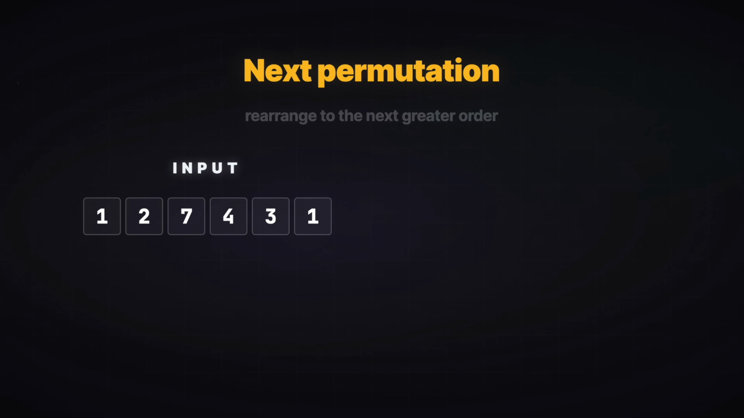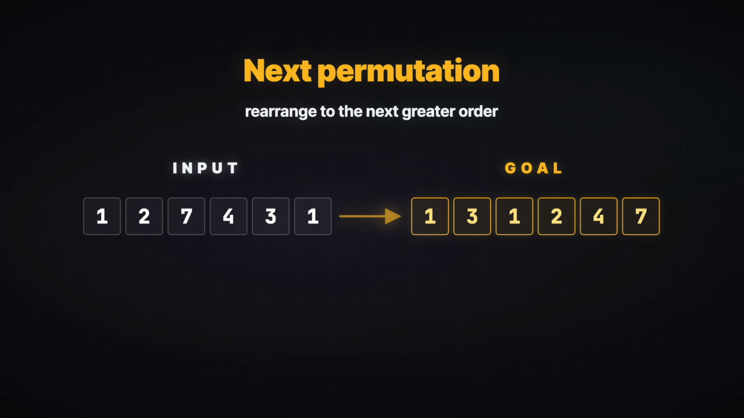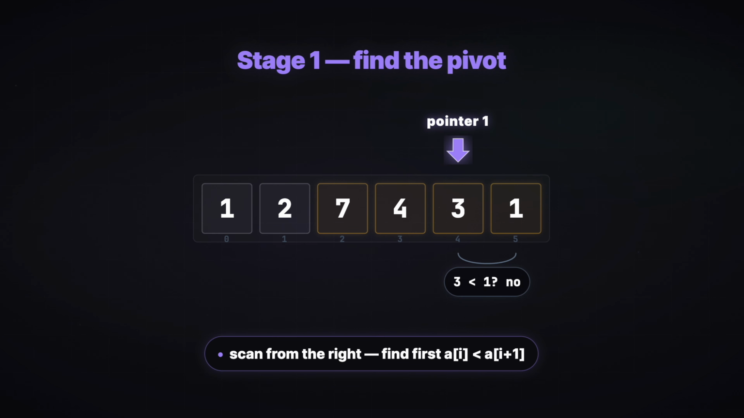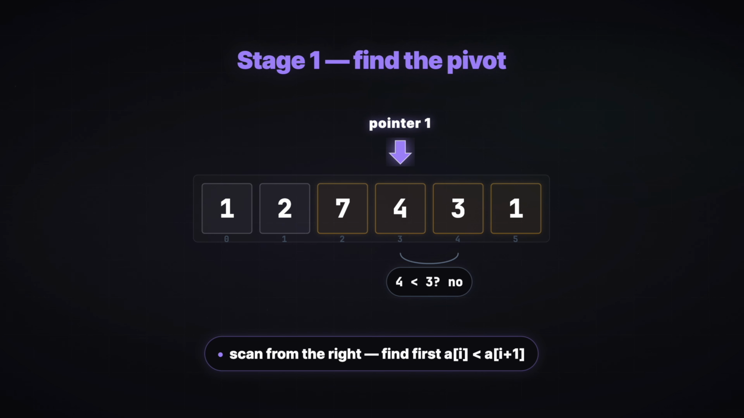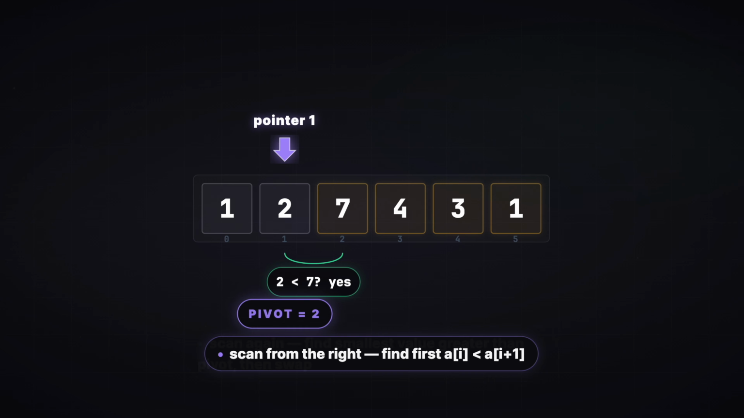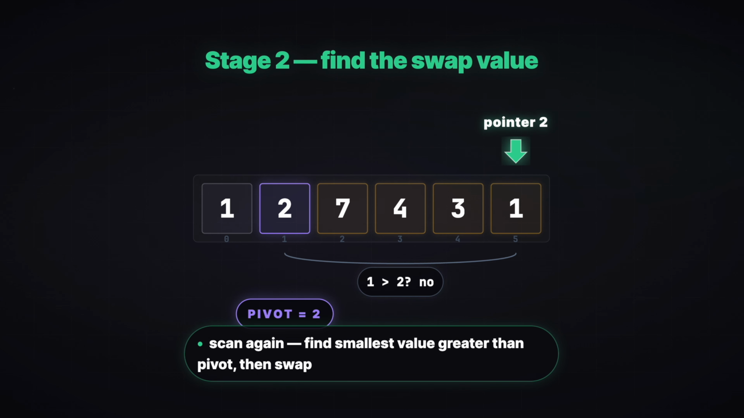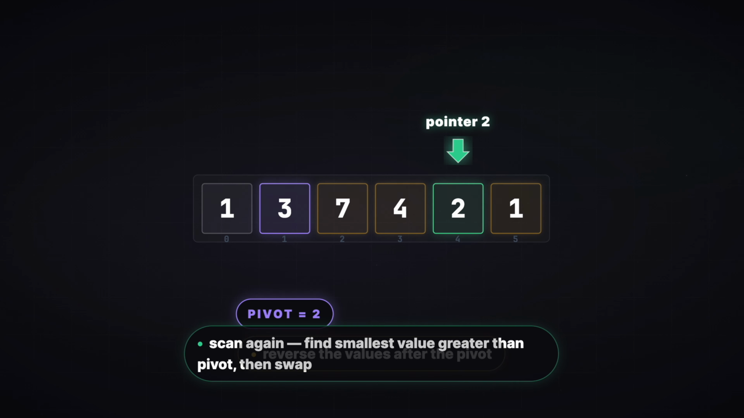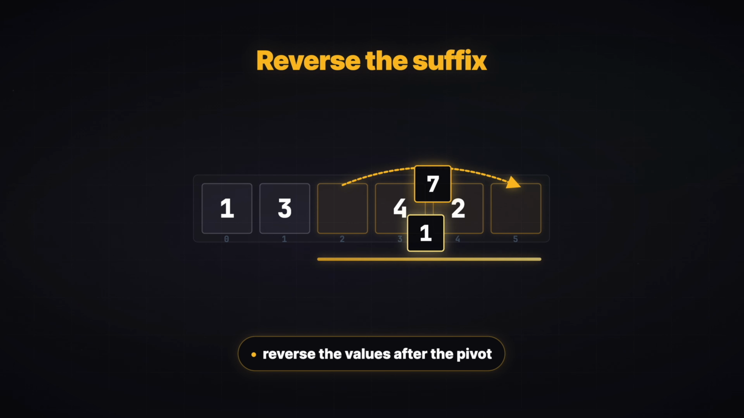A good example is the next permutation problem. The goal is to rearrange numbers into the next greater order. To solve it, we first scan from the right and find the first position where the sequence can still increase. This position is called the pivot. Then we scan from the right again to find the smallest number that is greater than the pivot. After that, we swap them. Finally, we reverse the part after the pivot.